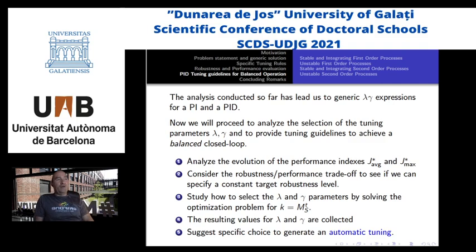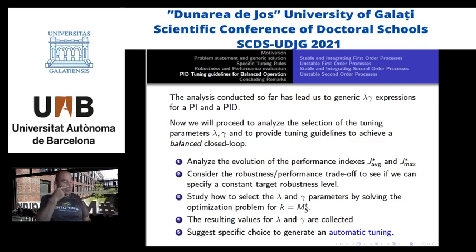And look for the robustness level where we really have the trade-off between them, and look at how to select lambda and gamma by solving this problem. The idea is to collect the values of lambda and gamma for these particular solutions and see if lambda and gamma can be given a specific closed form. Once you have this, you introduce lambda and gamma into the generic expressions that we got at the beginning, and then you will get the corresponding automatic tuning.